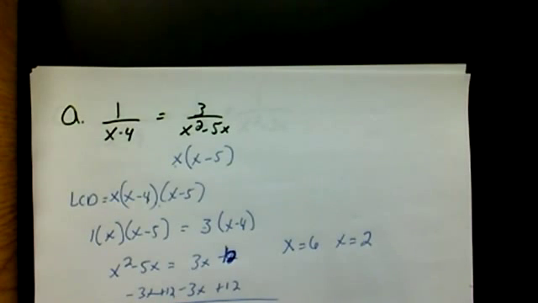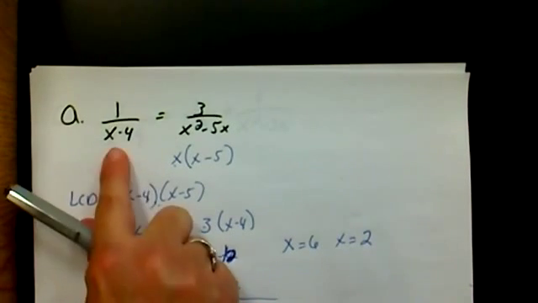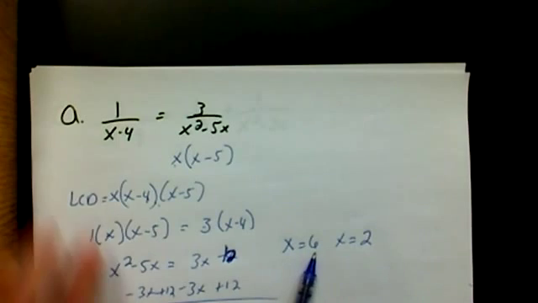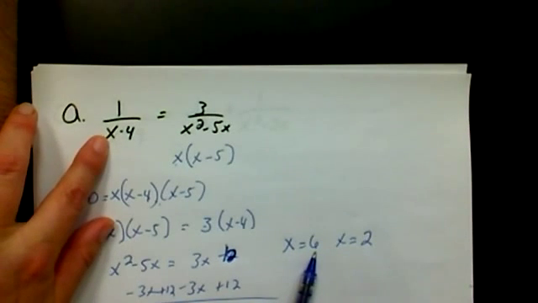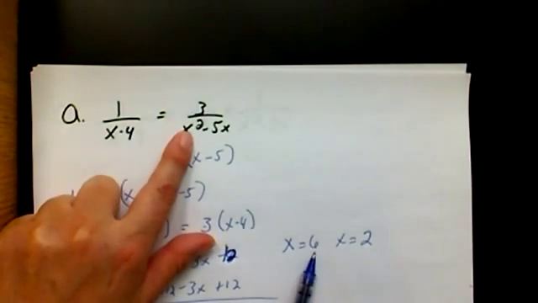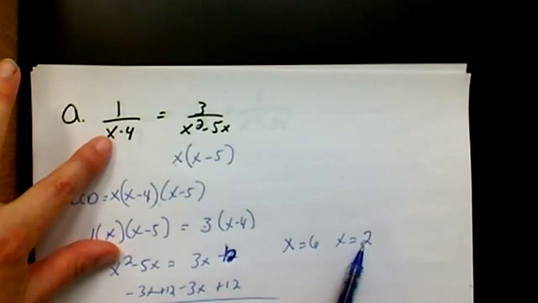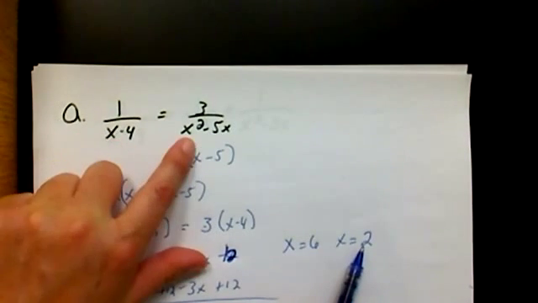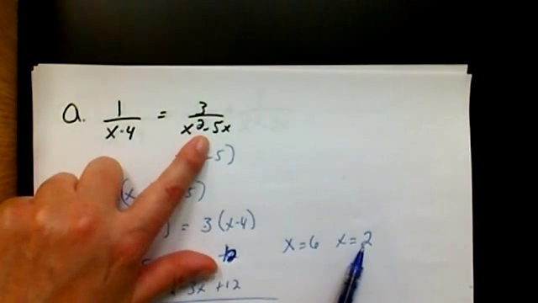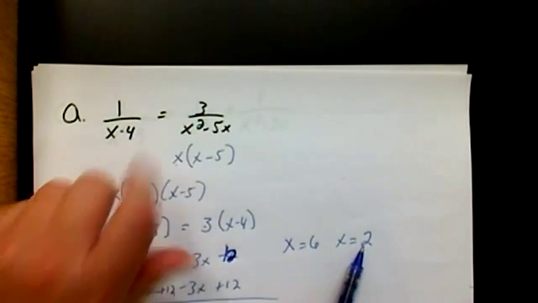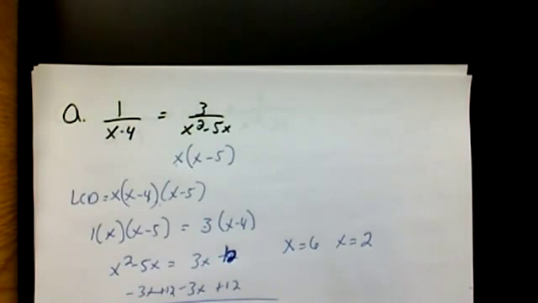Okay? So, will that make my denominator here become 0? 6 minus 4 is 2, so I'm good there. 6 squared is 36 minus 30, I'm good there. 2 minus 4 is a negative 2. 2 squared is 4 minus 10 is a negative 6, and we're good there too. So those are both legal, honest answers that I can use in this problem.